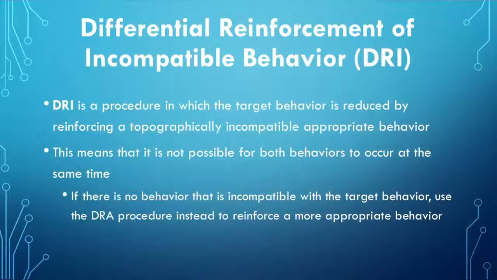The third procedure, differential reinforcement of incompatible behavior, DRI, is very similar to DRA insofar as an appropriate behavior solely receives reinforcement and the target behavior is placed on extinction. The important distinction between these two procedures is that DRI selects an appropriate behavior that is physically impossible to occur at the same time as the target behavior. Think back to the second example of DRA. The individual could potentially hold up the break card while engaging in aggressive behavior. The two are not physically incompatible.